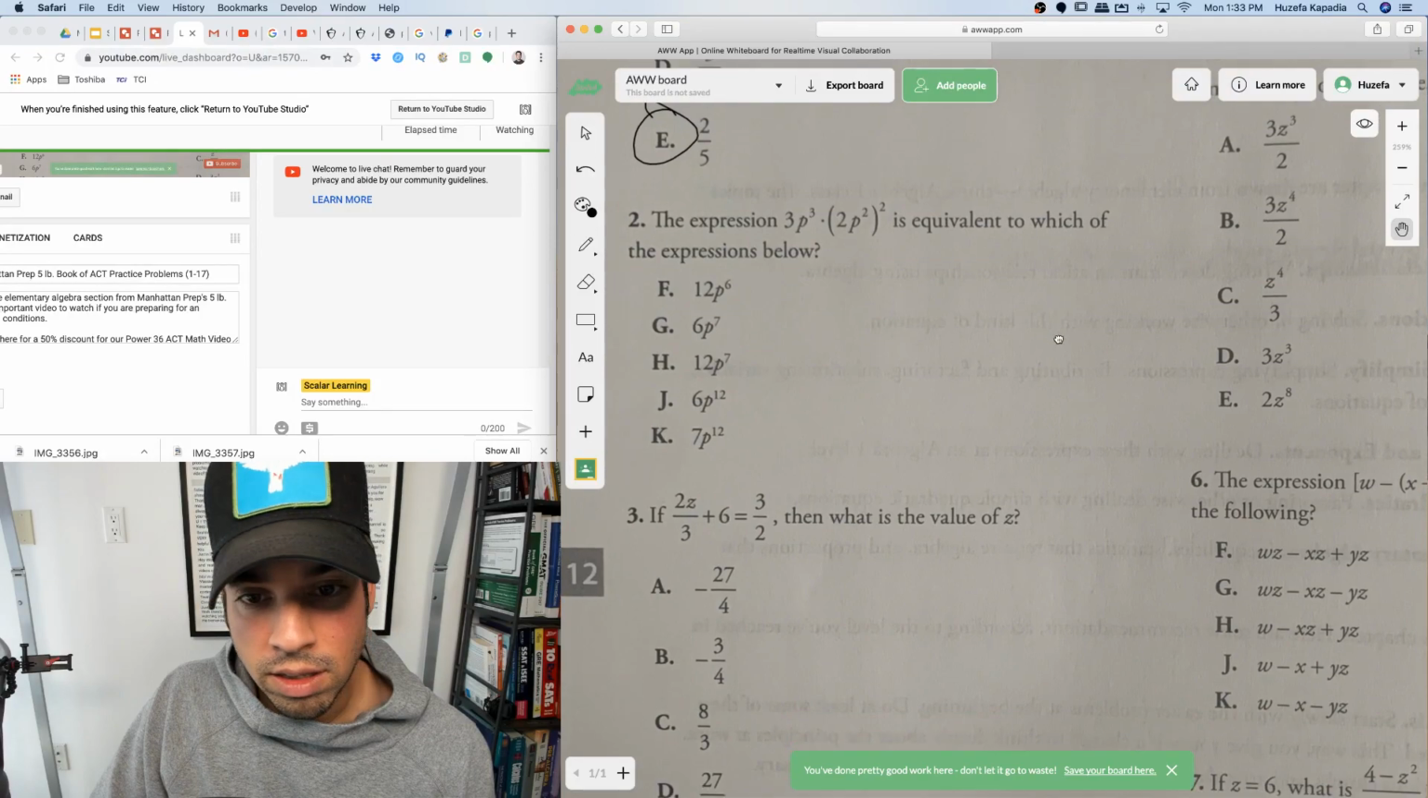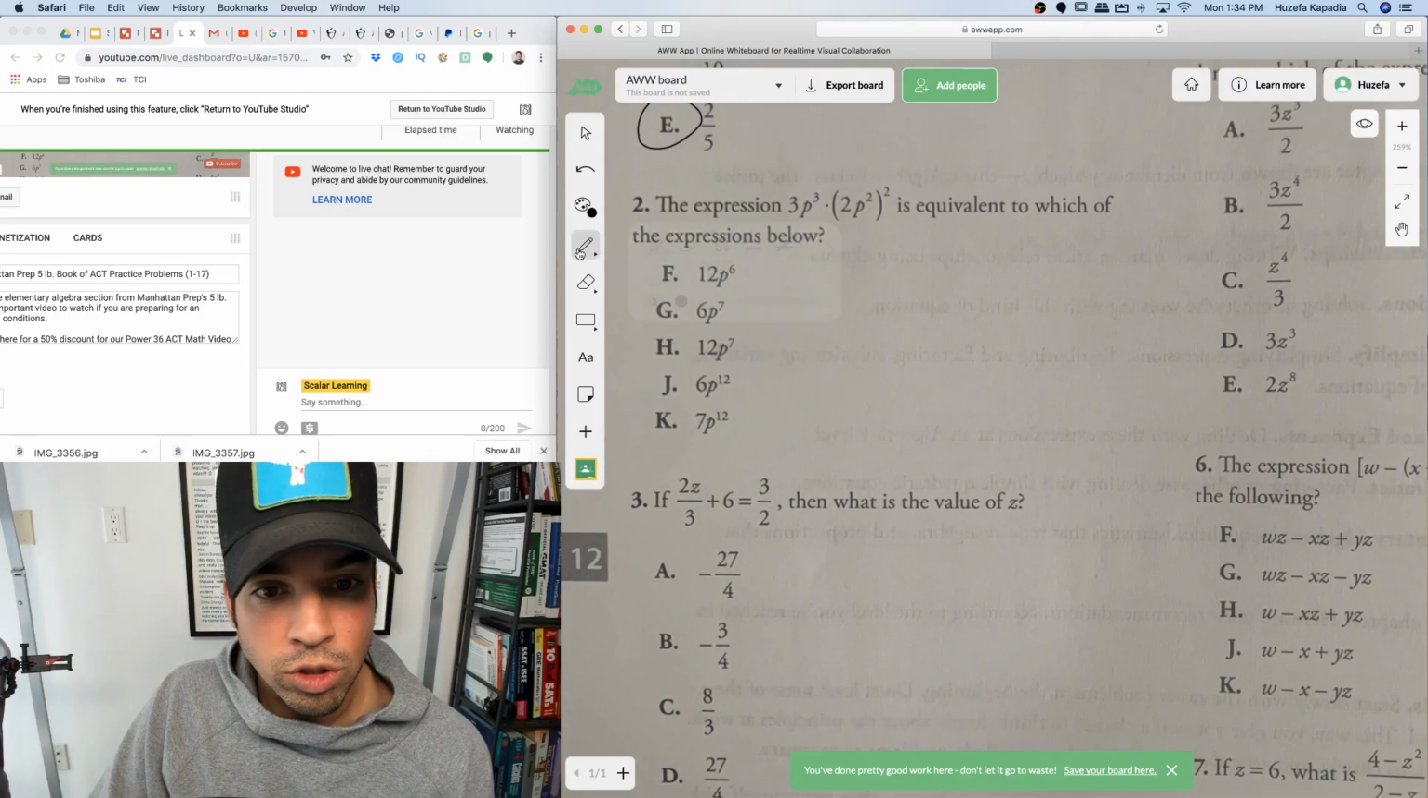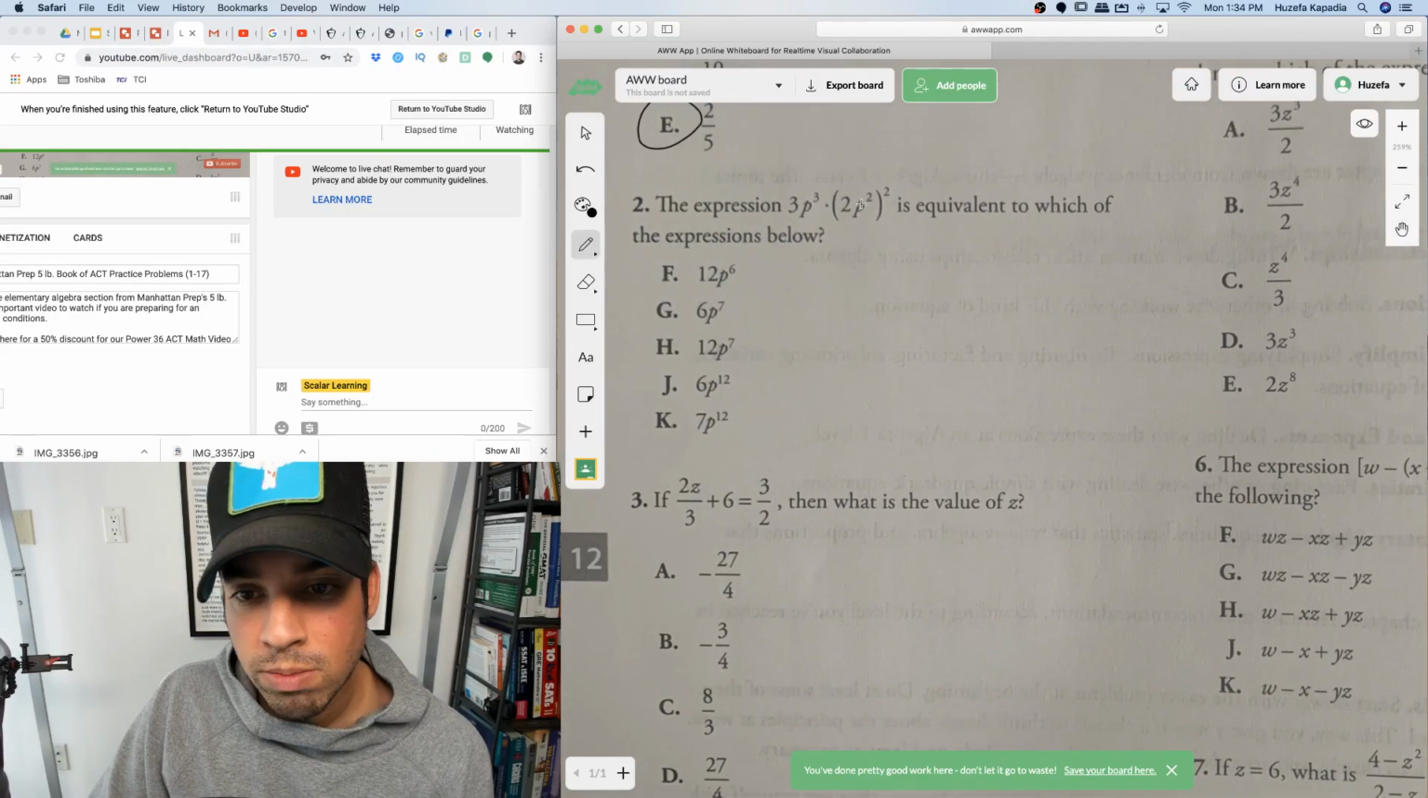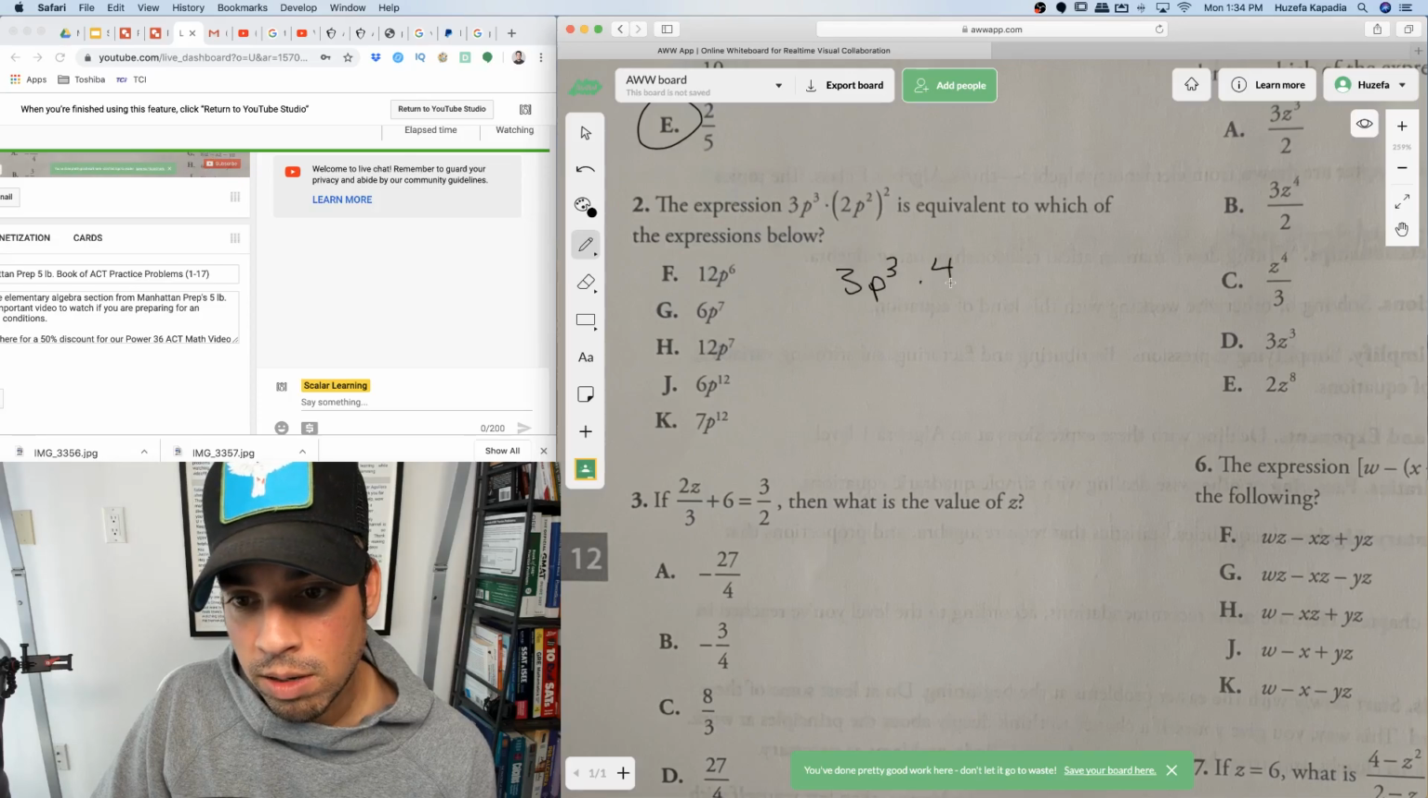Next, the expression is equivalent to which of the following expressions below. So what we're going to do is first square this. Order of operations, we square this parenthesis first before multiplying. So it's 3p cubed, times, don't forget to square that 4 as well. Then these multiply each other, so that's when it's outside of parentheses, they multiply: 4p to the 4th. Then as these interact, these two multiply each other. 3 times 4 is 12. And then when terms multiply, the exponents add. So that's 12p to the 7th.